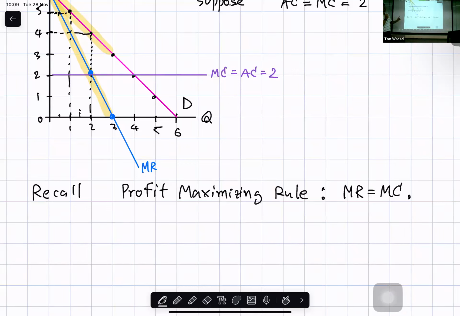So here, marginal revenue cuts marginal cost at this spot. Then the profit maximizing Q in this example is this number, 2 units.